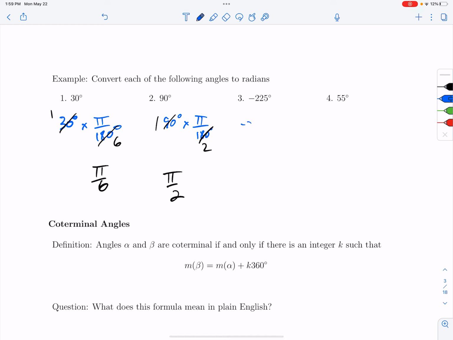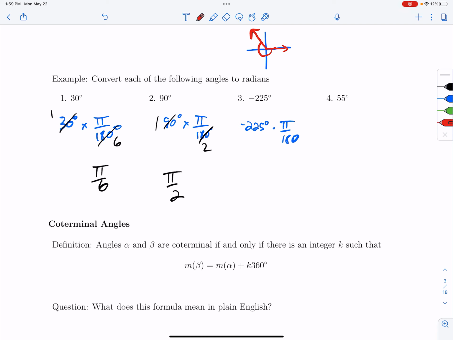This next one, negative 225 degrees times pi over 180. We mentioned earlier that if an angle is negative, that means it's getting rotated in the negative direction. So this angle, I have this, and then 225, but in the clockwise direction, I'm going to end up here. So there it is, my angle.